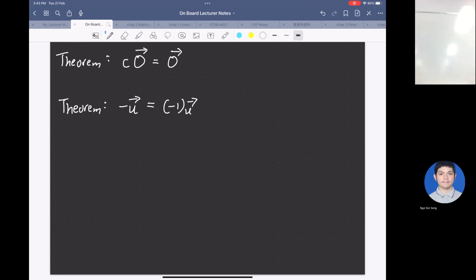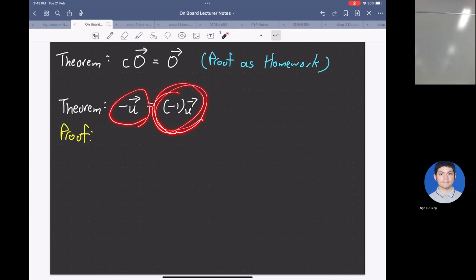So what's the second one? This one may be left as an exercise because it's quite similar to the previous one. So this one, the proof. Okay. So how to prove this? How do you relate these two? Maybe you don't know about this guy, but this guy you should know. This guy is the thing that added to u gives you 0. Okay. So let's see what happens if you add the opposite guy, add u to the right hand side.